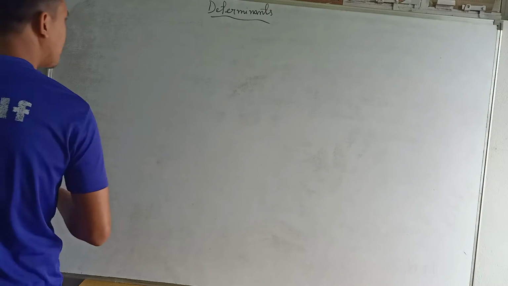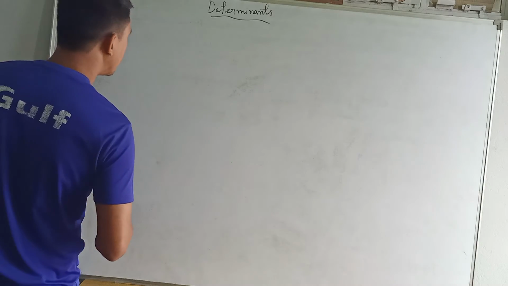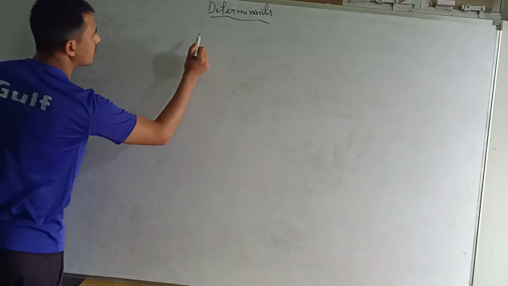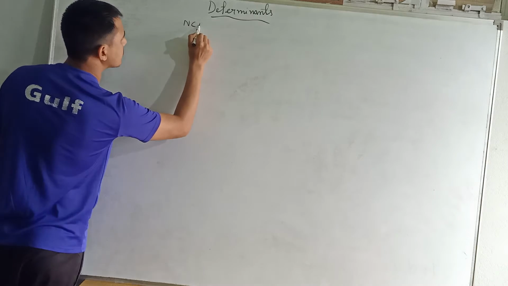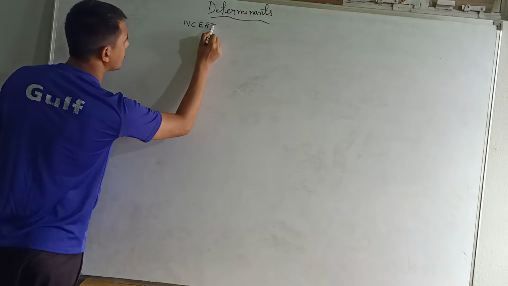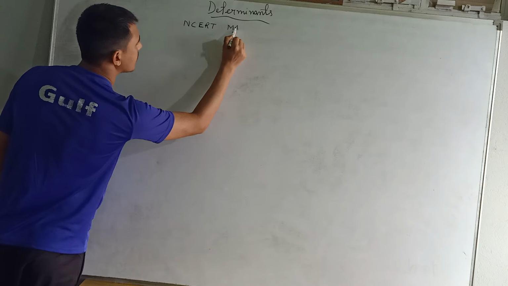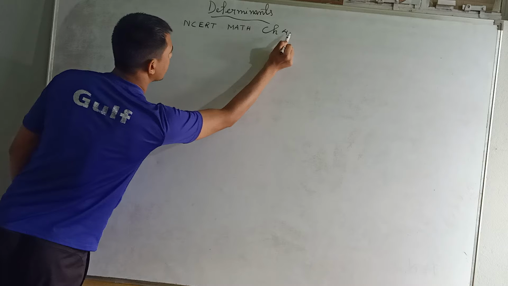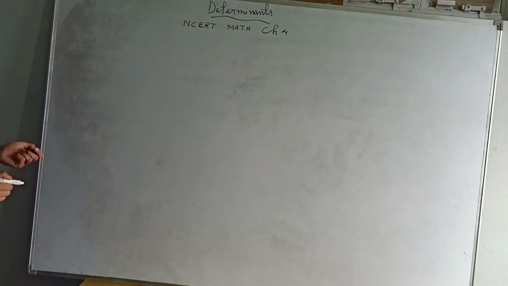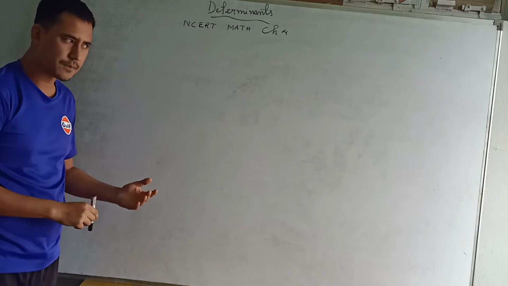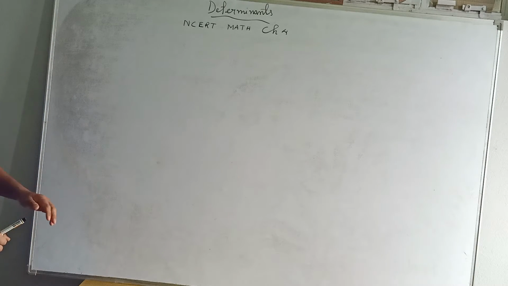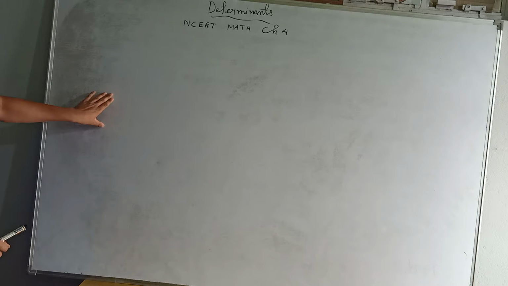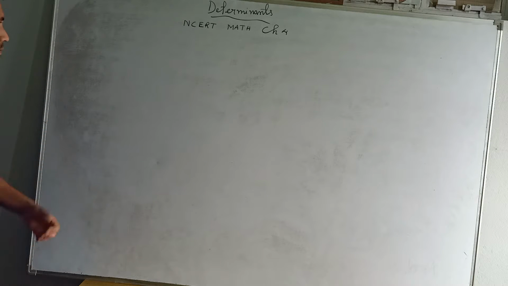So today we are going to start a new topic on mathematics, Determinants, chapter 4 in NCERT. Okay, mathematics, NCERT math, chapter 4, determinants. We need to have a small introduction on what is a determinant. Since your concept about matrices is very clear, understanding determinants would be very easy.